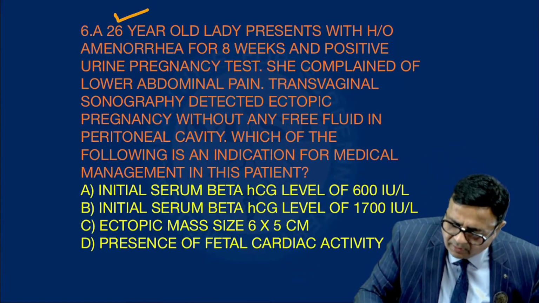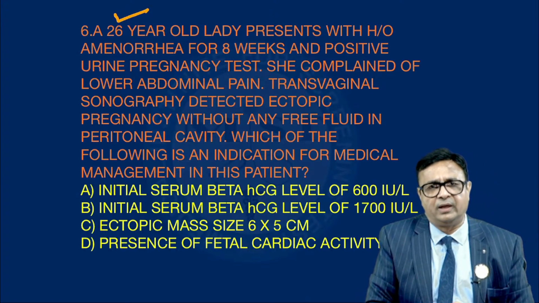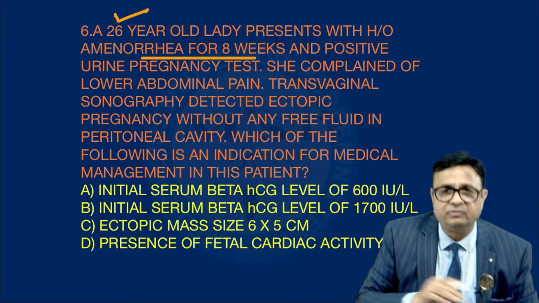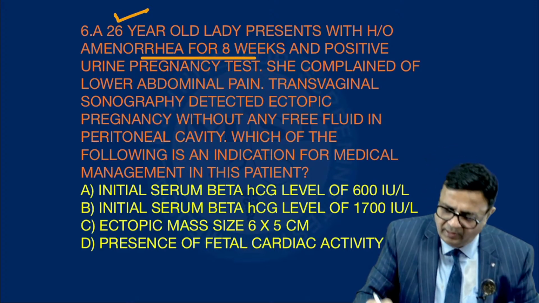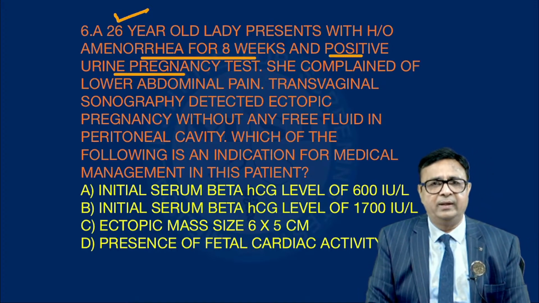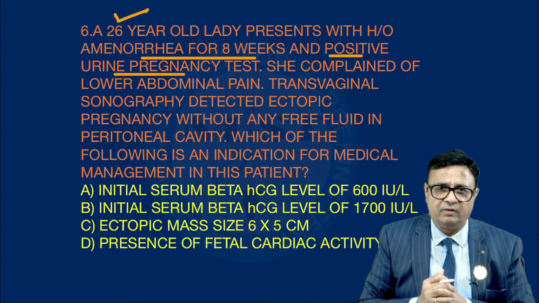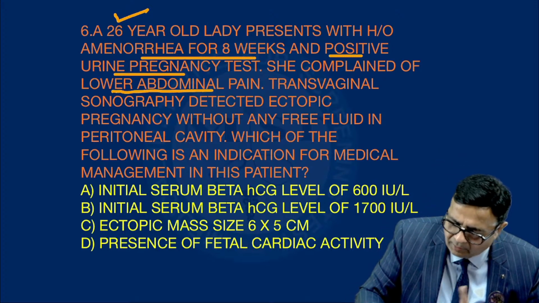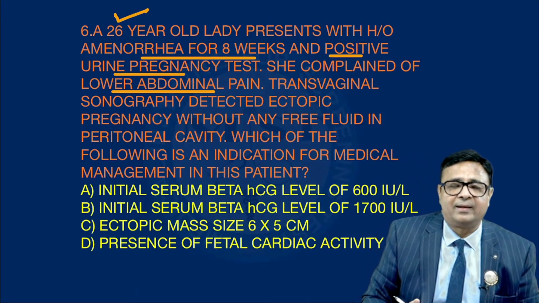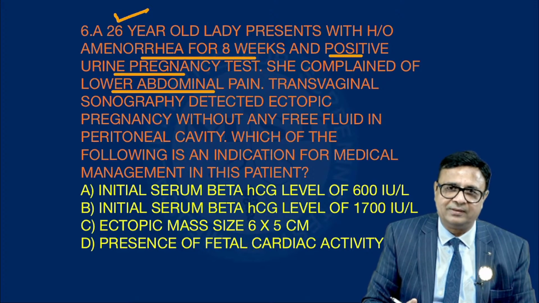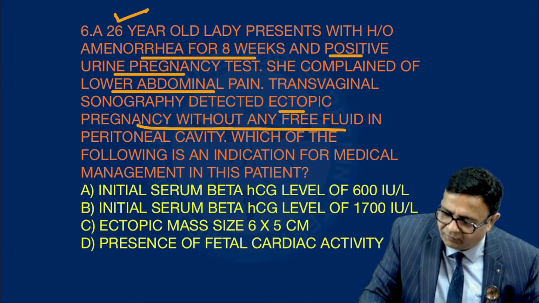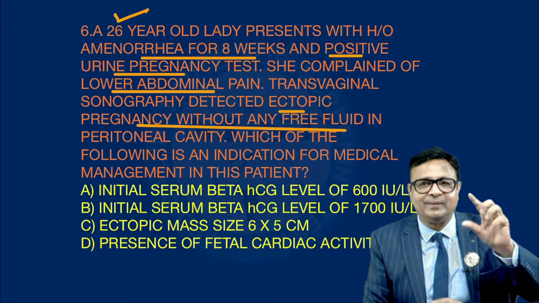A 26-year-old lady presents with a history of amenorrhea for 8 weeks and a positive urine pregnancy test. So she is pregnant, her urine test is positive, and amenorrhea is for 8 weeks. She complained of lower abdominal pain. Transvaginal sonography detected ectopic pregnancy without any free fluid in the peritoneal cavity. Means this is an unruptured ectopic.